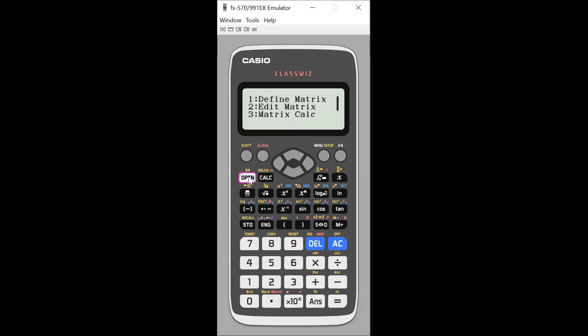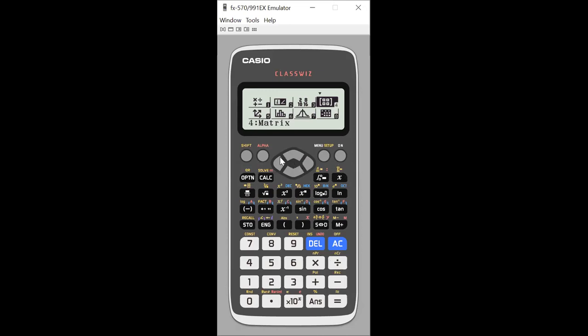Like here, the option is there. You can define a matrix, you can edit a matrix, you can do matrix calculations. Let's see what matrix calculation can we do. So I will press 3. So here a lot of matrix calculations are there. You can multiply a matrix, you can find the inverse of a matrix. So a lot of matrix operations can be done. That is one thing I want to teach you.